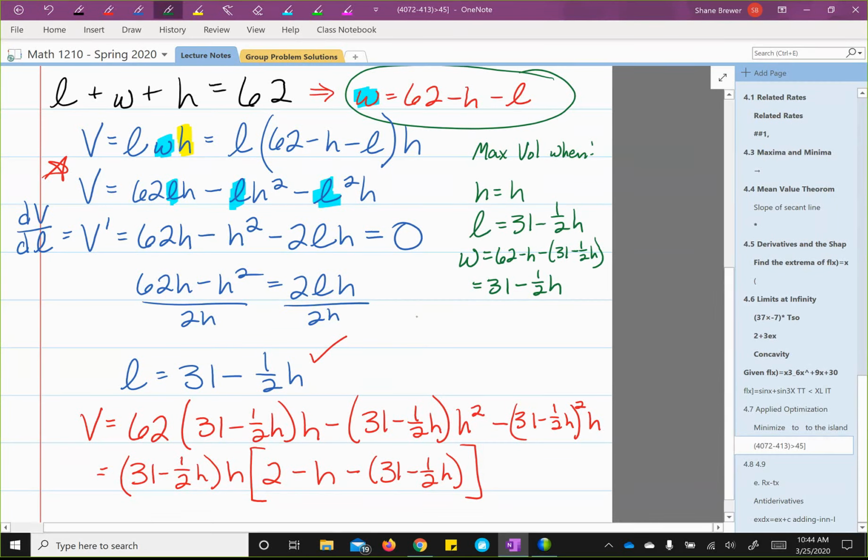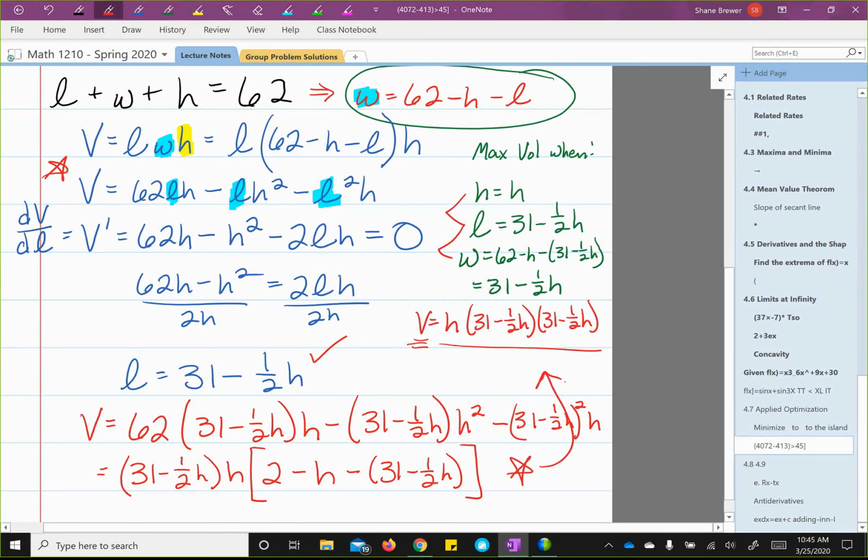Well, what is the maximum volume? Use those three values: h times 31 minus 1/2 h times 31 minus 1/2 h, right? Height times width times length. And that's what they give us. So that's going to be our maximum volume. That's what the problem says. What is the maximum volume? If I continue this, I should get this.